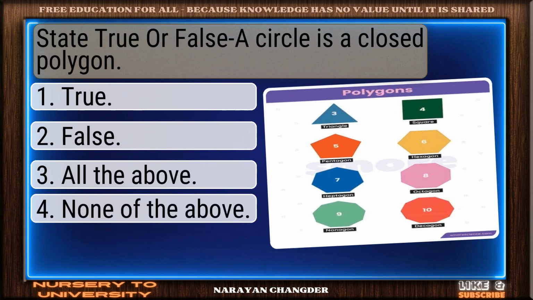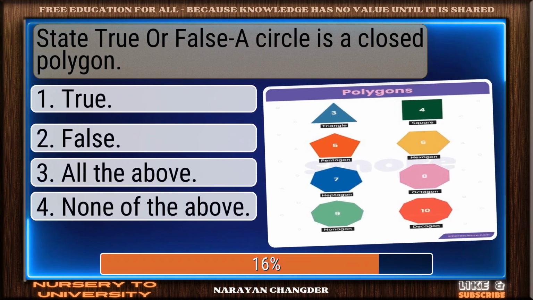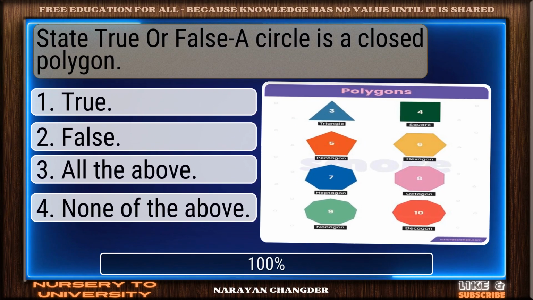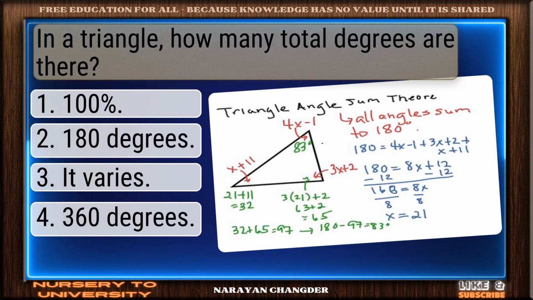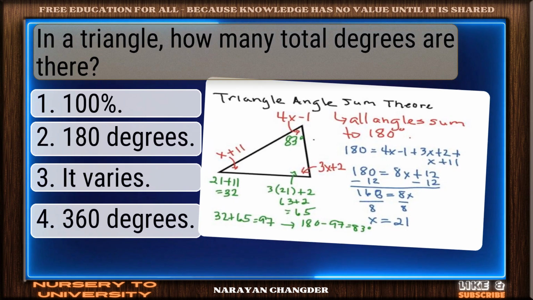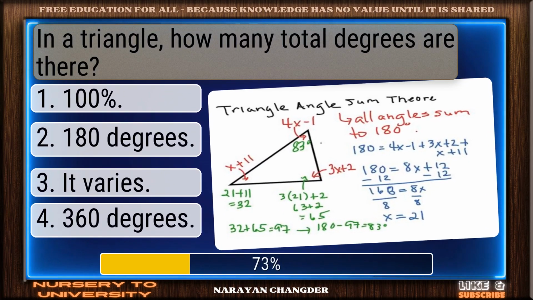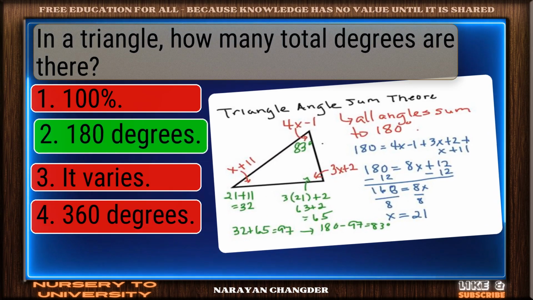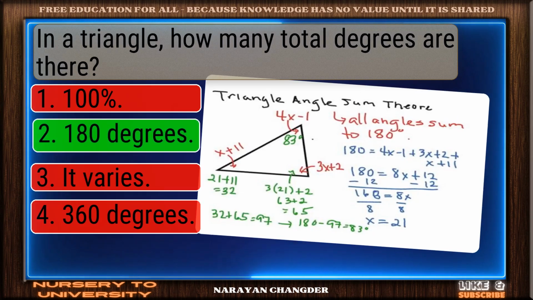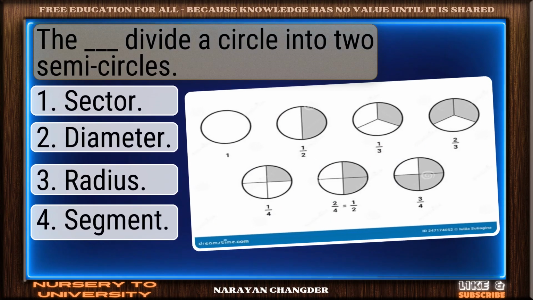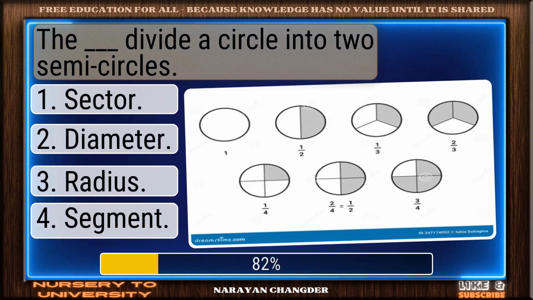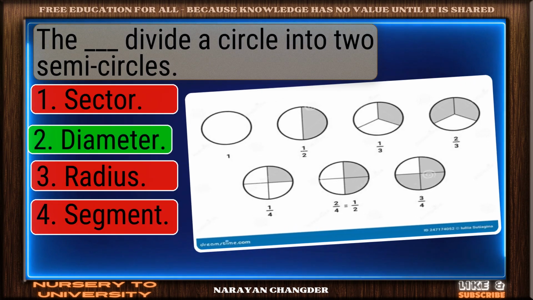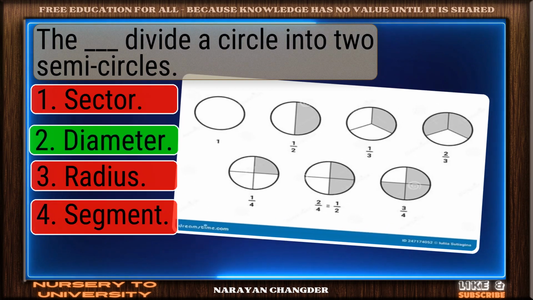State true or false: a circle is a closed polygon. You got it. Your choice false is right. In a triangle, how many total degrees are there? Valid point. 180 degrees is true. The word dash divides a circle into 2 semicircles. Smart pick. Diameter is the correct choice.